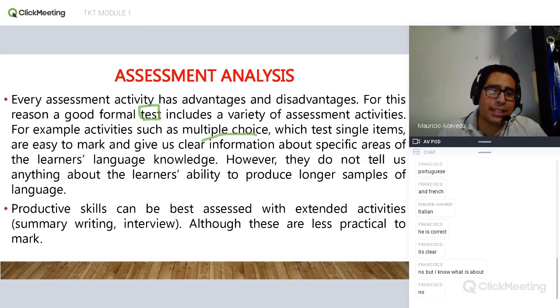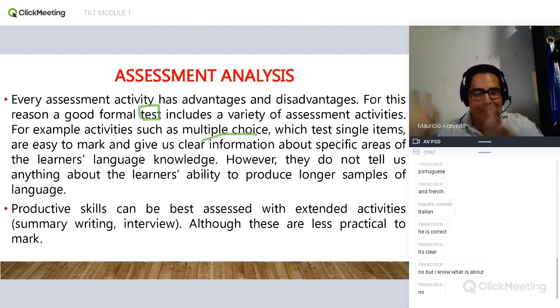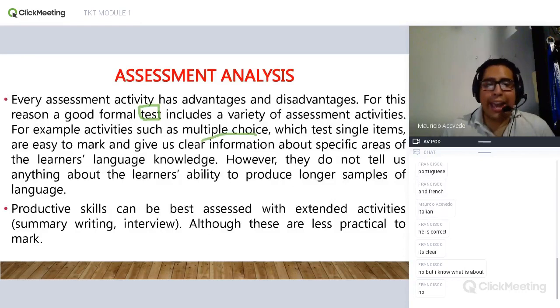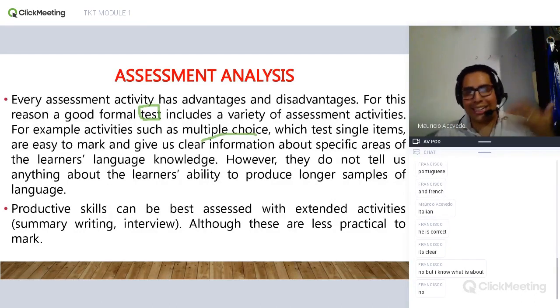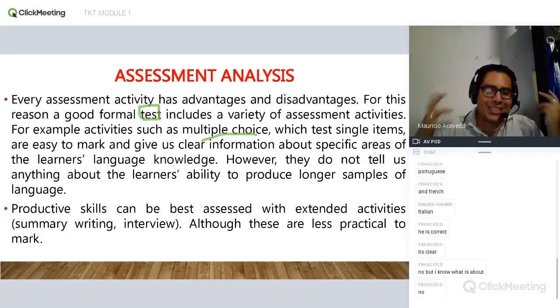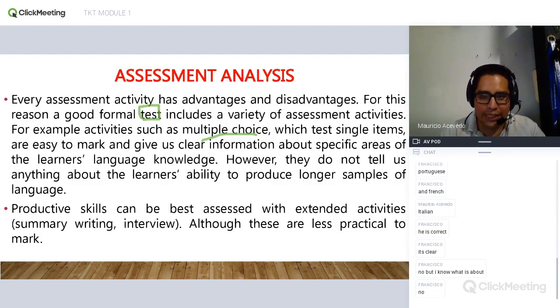Okay, productive skills can be assessed within extended activities, for example summary writing, interviews, etc., although these are less practical to mark. So as you can see, we have both sides. On one side, making a test is easy because you just mark. It's very, very easy. Okay, but you don't assess if they can produce. And productive skills you can assess with extra activities, with which you will realize if they can produce, but it's more difficult to mark. It's more difficult to evaluate. So that's the thing for us that we are teachers.